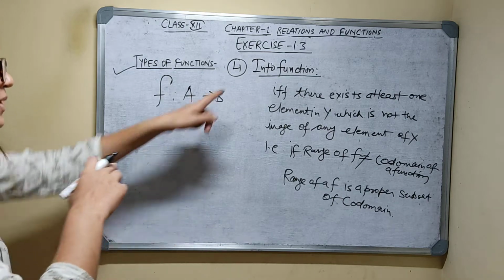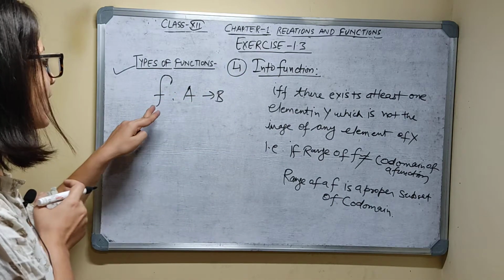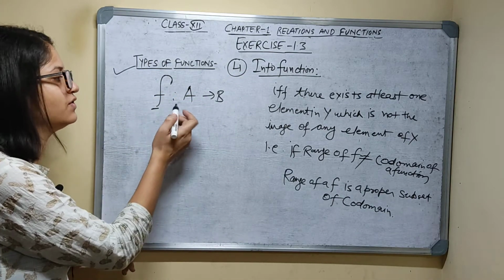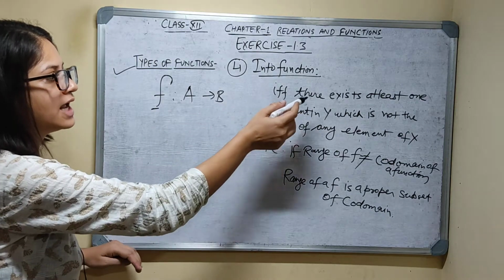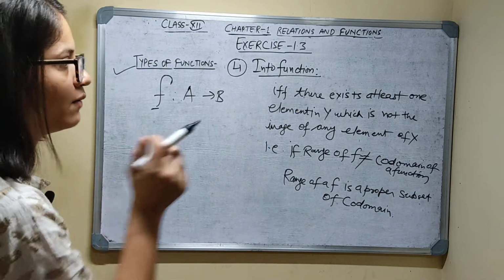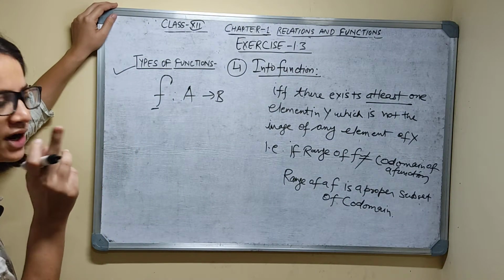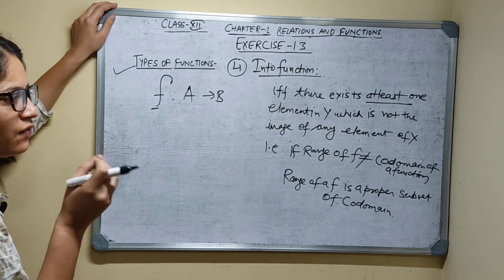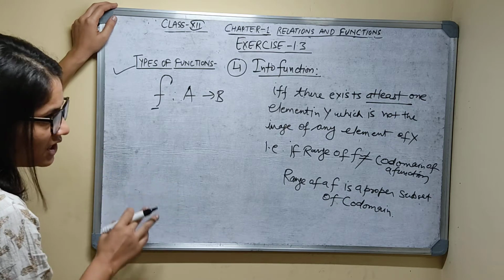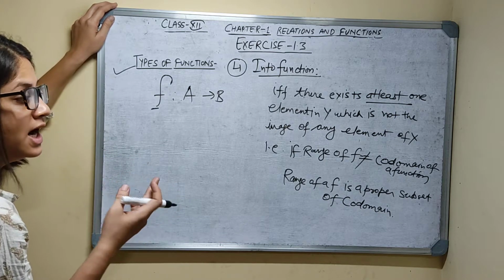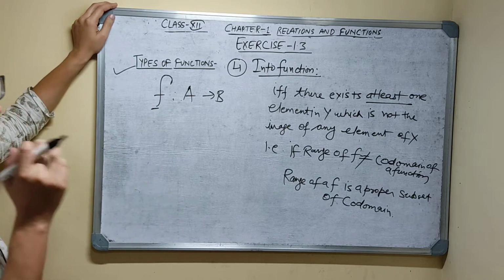I will explain here. Into function, if function is defined by f which is from A to B, if there exists at least one element in Y, at least, it can be more also, but at least one element in Y should be there which is not the image of any element of X, means range will not be equal to codomain. And range of a function is a proper subset of codomain.